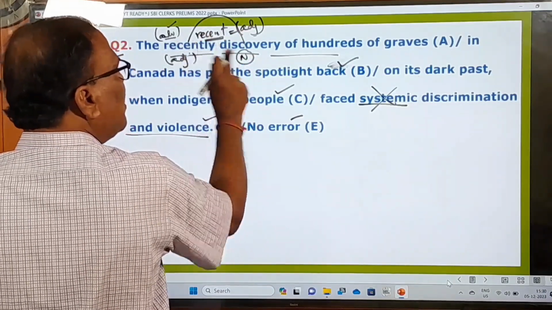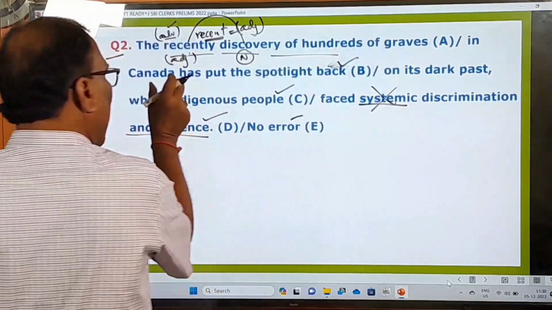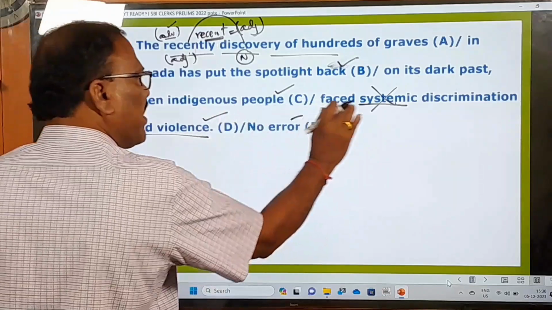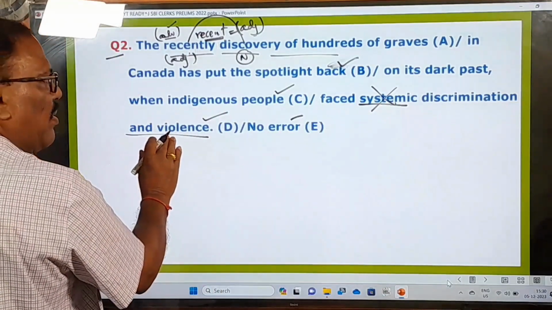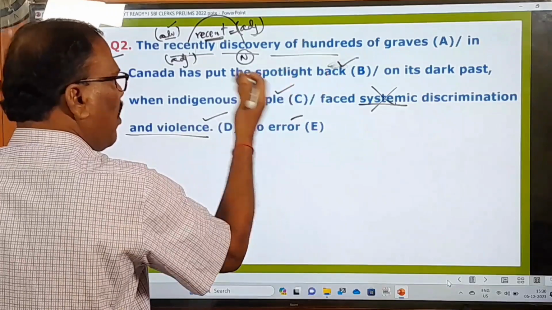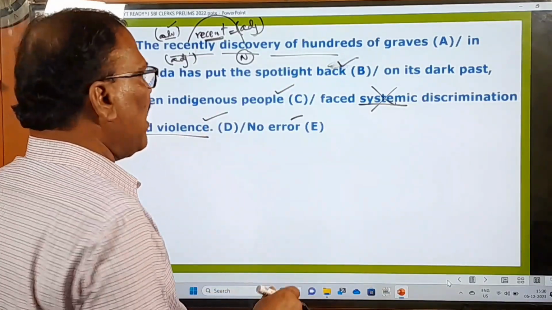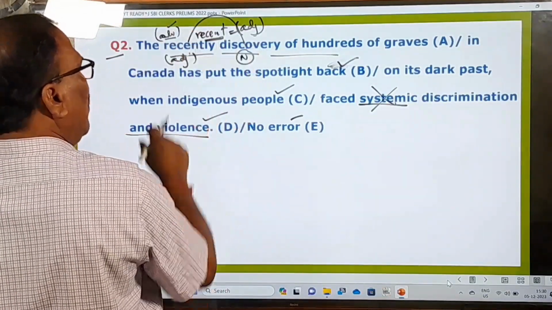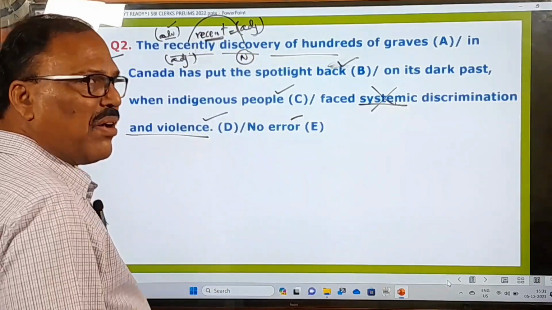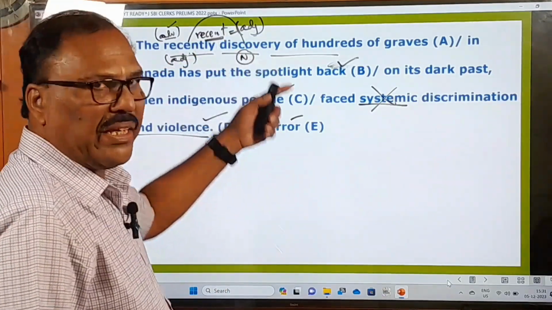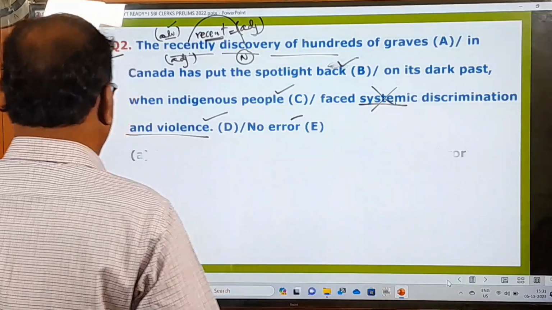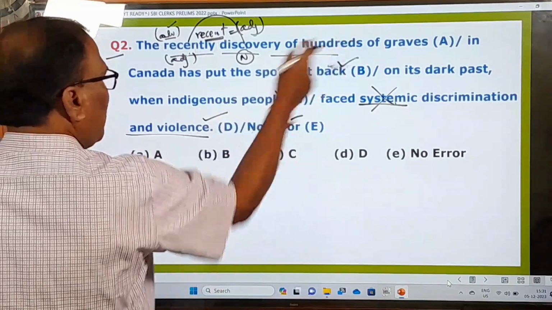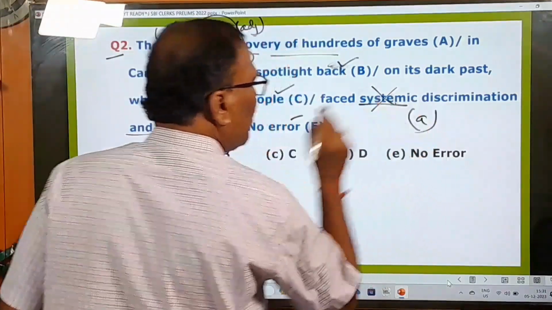So that's why: the recent discovery of hundreds of graves in Canada has put the spotlight back on its dark past when indigenous people faced systematic discrimination and violence. The B part, C part, D part don't have any grammatical error except the A part. You should say the recent discovery, not the recently discovery. Hope you have understood where the mistake is lying in this sentence. The answer choices are A, B, C, D. So this A part is your answer.